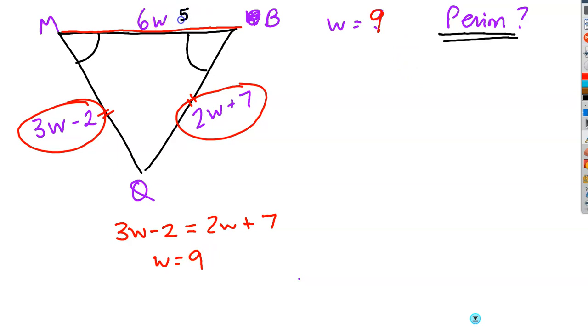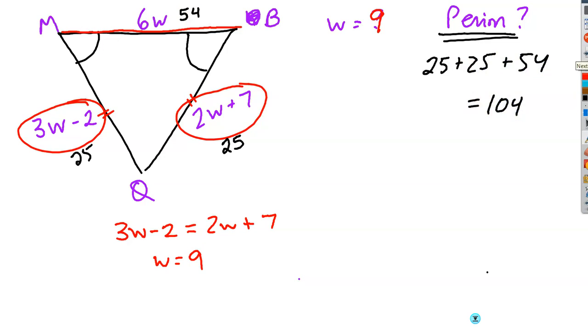So 6 times 9 is 54, and 2 times 9 plus 7 is 25. And this one is also 25. Now I can plug everything in. So then we finally did use the 6w, right? So we end up with 104 for our perimeter. Okay, so if you know the angles, identify the base, and then the two others are the congruent sides. If you know stuff about the sides, right, then we can talk about the angles.